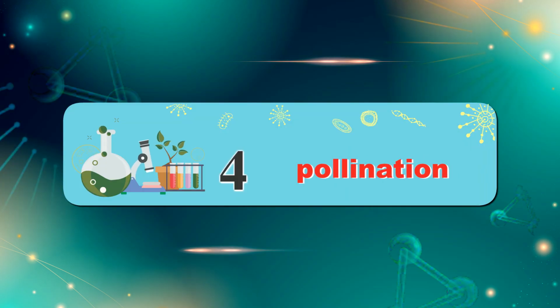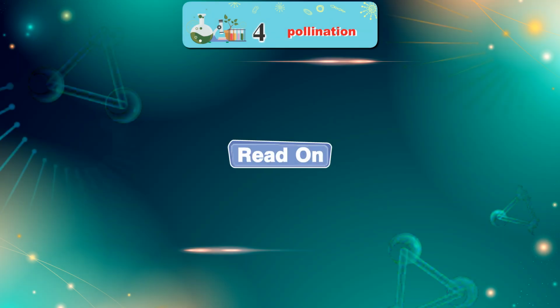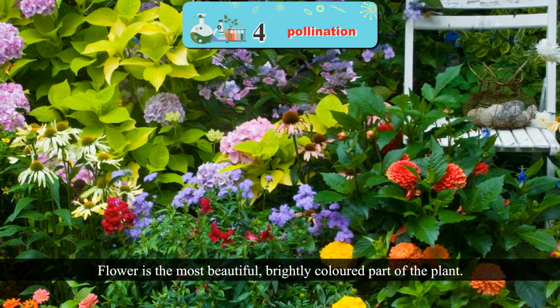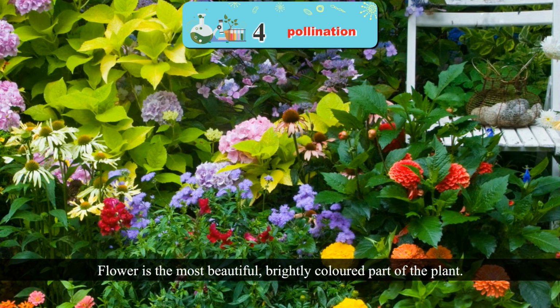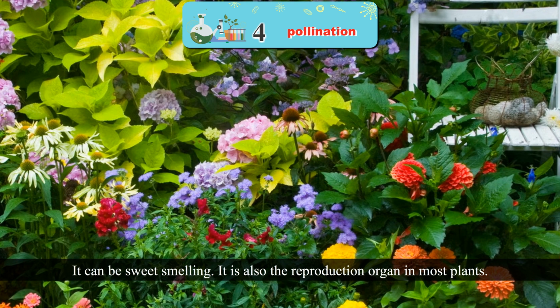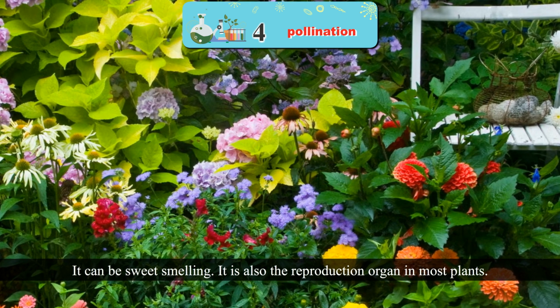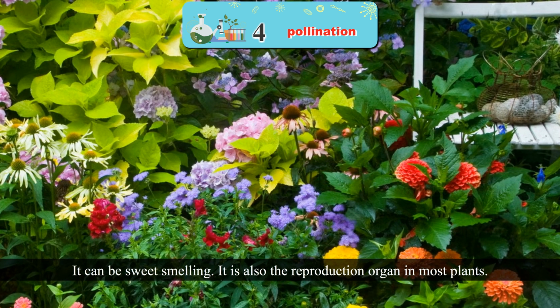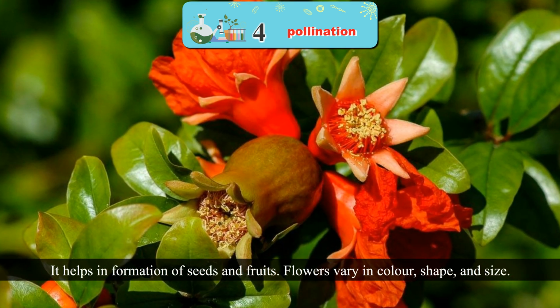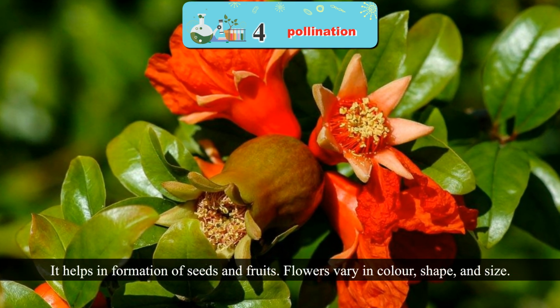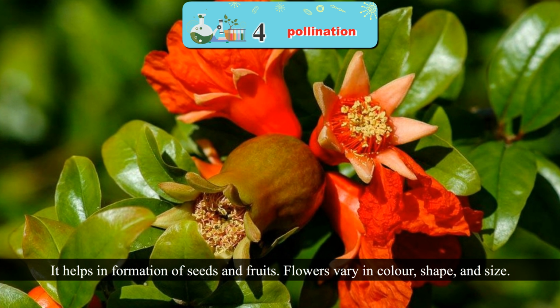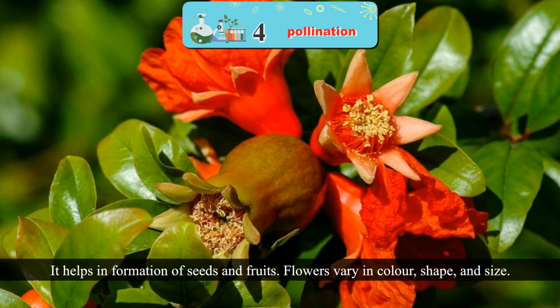Chapter 4. Pollination. Read on. Flower is the most beautiful, brightly colored part of the plant. It can be sweet-smelling. It is also the reproduction organ in most plants. It helps in formation of seeds and fruits. Flowers vary in color, shape, and size.